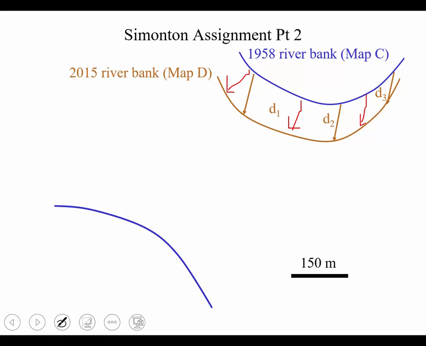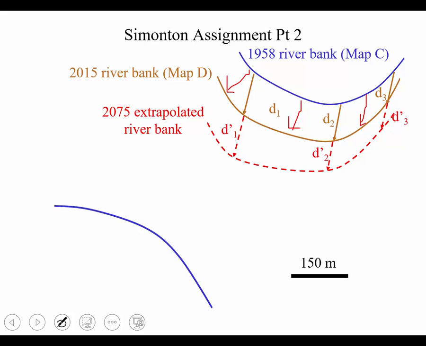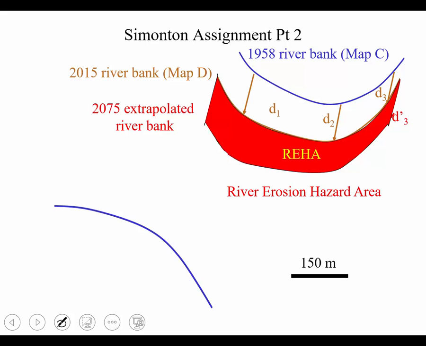Now you have a distance, you divide it by a time, that's a rate. You take that rate at the same direction and you multiply it by 60 years. So now you've got the distance from 2015 to 2075. That is the location of where you think the riverbank will have eroded in 60 years. That is the river erosion hazard area. So that's what you want to have on your map.